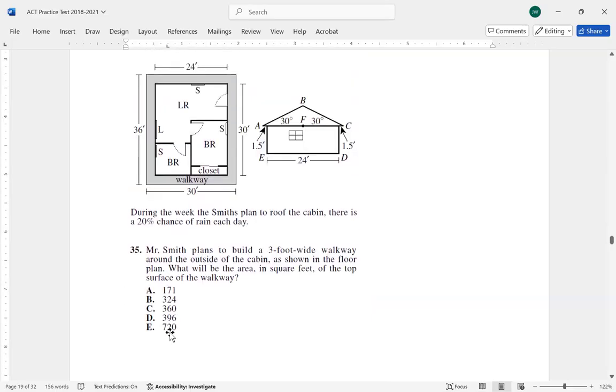So that's a lot of stuff to process. You don't have to memorize these pictures to do these problems, but we'll just go back and reference them.